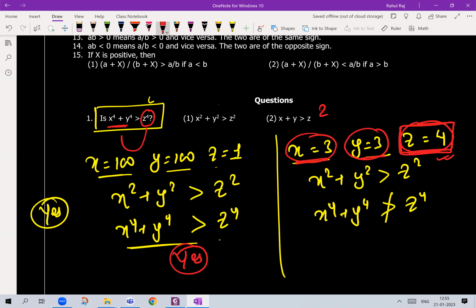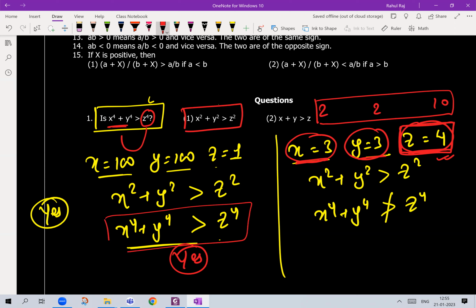So I'll take x equal to 2, y equal to 2, z equal to 10. You can 100% take these values, but please understand, how do you take values? You take values with the help of a statement. If you take 2, 2, 10, no doubt you can prove a no situation. But for these values, x^2 plus y^2 is not greater than z^2. So you can't take such values. You have to take only such values where x^2 plus y^2 is greater than z^2.